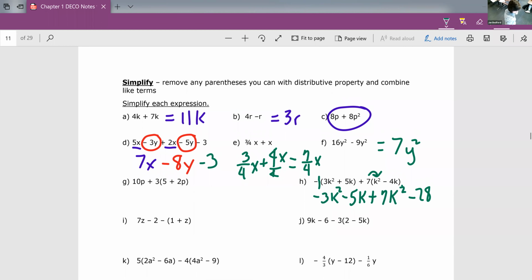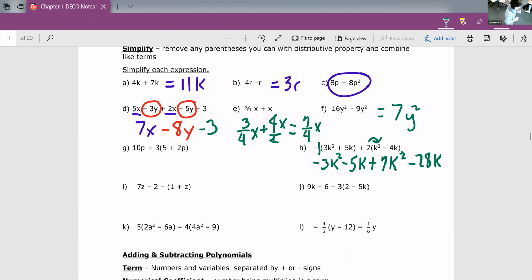Whoa, hang on. Now, do you see some like terms? Yep. Okay, what do you notice we have? Negative 3k squared and 7k squared. So here's a negative 3k squared and a positive 7k squared. What's that going to give us? Good. Negative 3 plus 7 is positive 4k squared. Then I see a negative 5k and what else? A negative 28k. If I add those together, I get negative 33k.